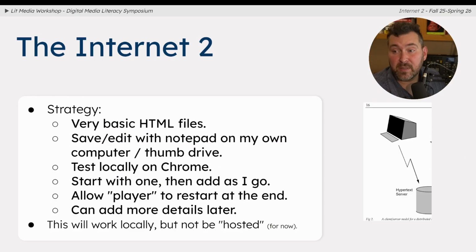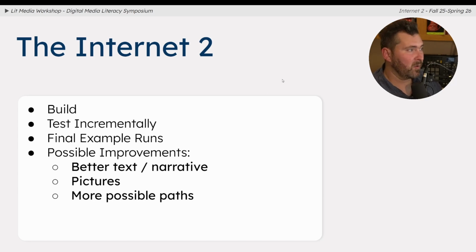I could publish it someplace. I could put it on a website. And maybe we'll go over some of that. Maybe we won't in this class. Other improvements could be adding in better text, more poetic language, better narrative pictures, make it more like an actual book, or maybe making additional possible paths so the game isn't just so stinking easy.